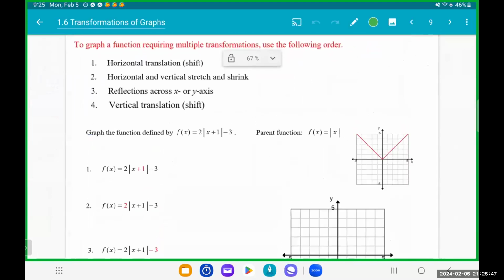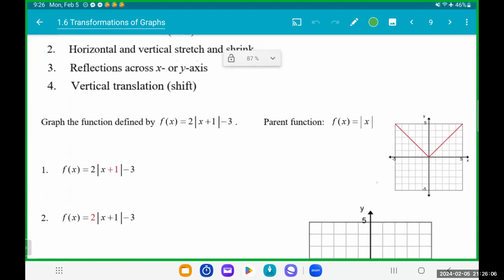So first of all, sometimes functions require more than one transformation. And how does that work? Here is an example. It's an absolute value. Here's what the absolute value function looks like. And we want to perform these shifts on it. So what does that look like?